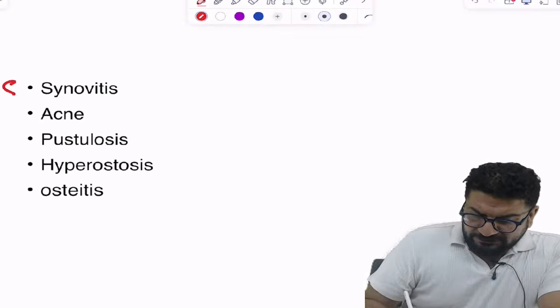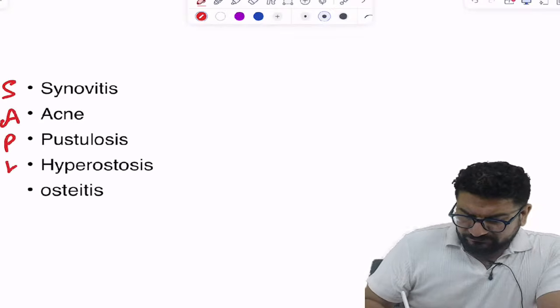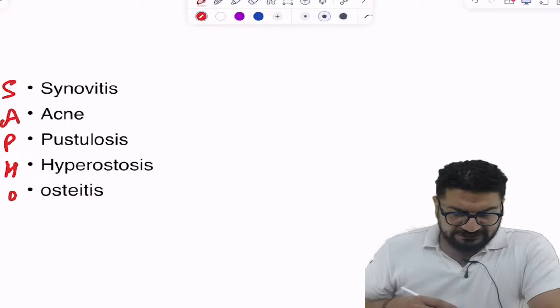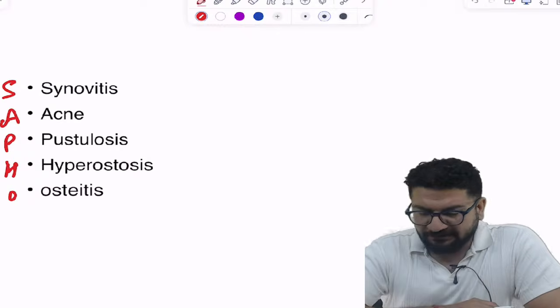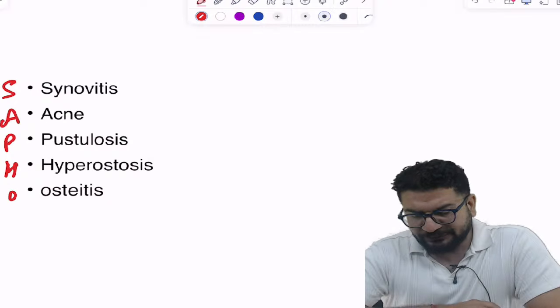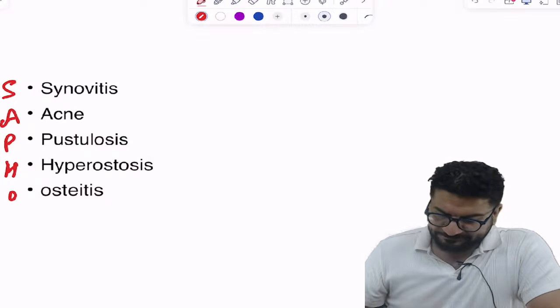Then there is something called SAPHO syndrome. It came once in the exam, in NEET PG, not in your exam, but it can be asked in future. Synovitis, acne, pustulosis, hyperostosis, osteitis.